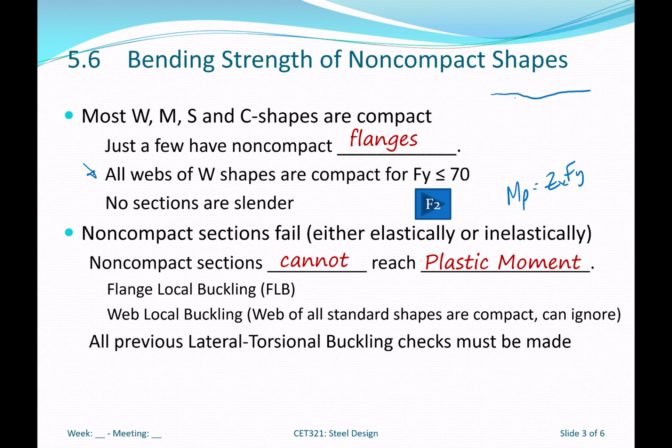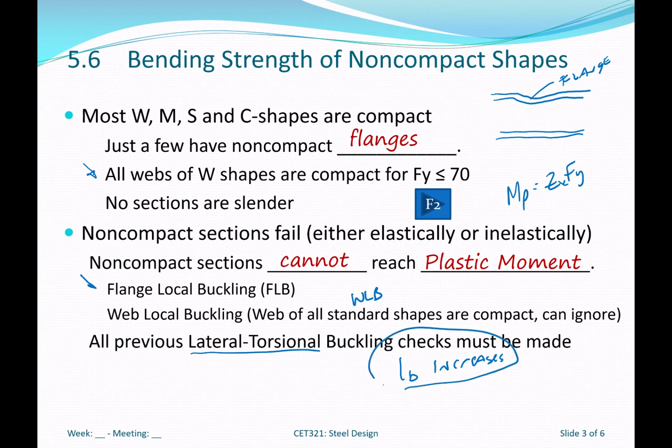In the video I showed this buckled flange. So you have a local buckling of the flange prior to reaching the plastic moment capacity. So that's what flange local buckling is. Again, web local buckling, WLB, we don't have to worry about. We still have to check lateral torsional buckling. As L sub b increases, this becomes more of a problem, and eventually this will produce a weaker moment strength than the flange local buckling equation.